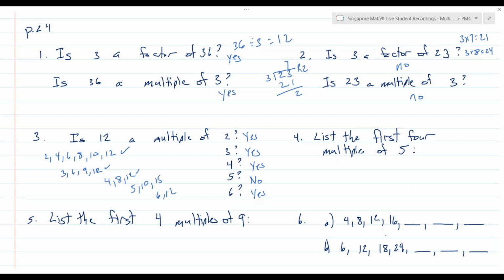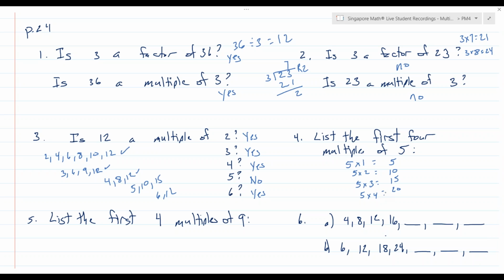Then another way to practice is to list the first 4 multiples of a number. If I count by 5, the first 4 numbers are 5, 10, 15, and 20. Notice the multiples of 5, it's 5 times 1, 5 multiplied by 2, 5 multiplied by 3, 5 multiplied by 4, right? The first multiple is when you multiply it by 1. The second multiple is when you multiply it by 2.